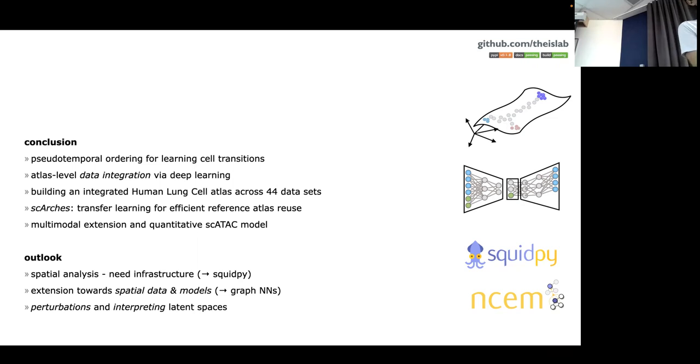Do all the data sets need to be the same technology, so they're all 10x? No, that's a cool thing. Actually, I showed you for the lung where we now map the rest on top of it with scArches. We really had this quite robustly integrated across technologies.